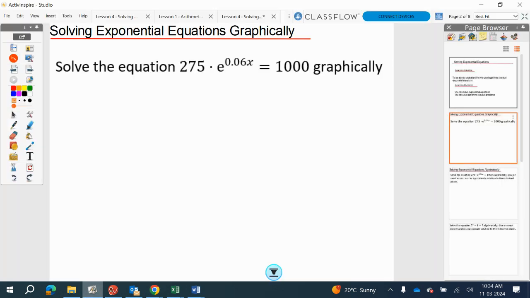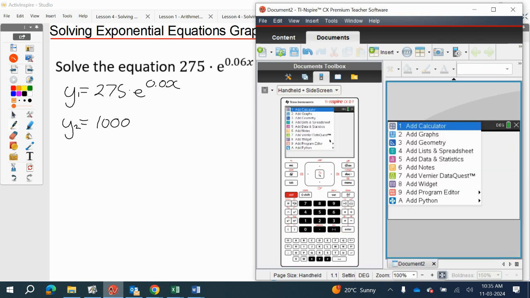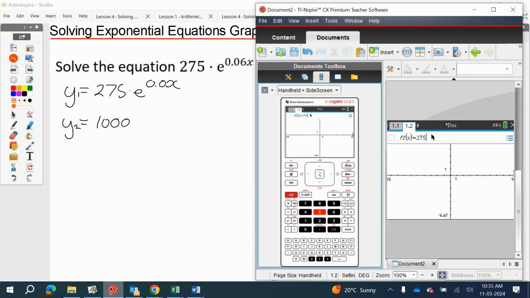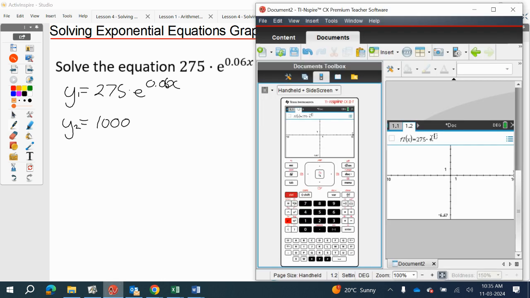Okay, so to solve an equation graphically, what we want to do is graph the left-hand side, which is this. You want to graph the right-hand side, which is this, and then find the intersection. So pulling up my graphing calculator, starting with a nice new fresh page, I'm going to add a graph page. I want 275 times e to the x. We want the e to the x function. Oops, I missed off the 6. We want the e to the 0.06x function.